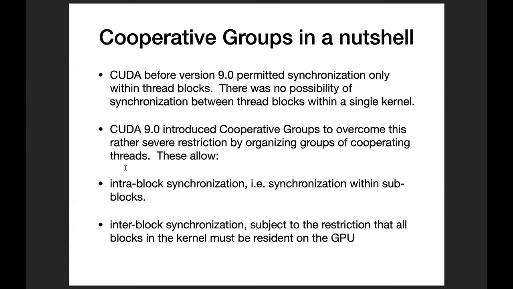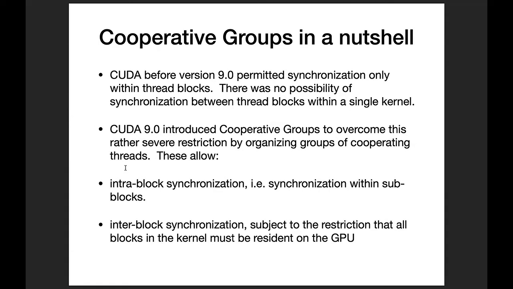In CUDA 9.0, a big change was introduced. New functionality was added, which I'm going to be talking about today. And that functionality is cooperative groups. This is a method which permits to overcome this severe restriction of lacking synchronization by organizing groups within groups of threads which can be synchronized in much more fine detail than the default synchronization that CUDA provides.